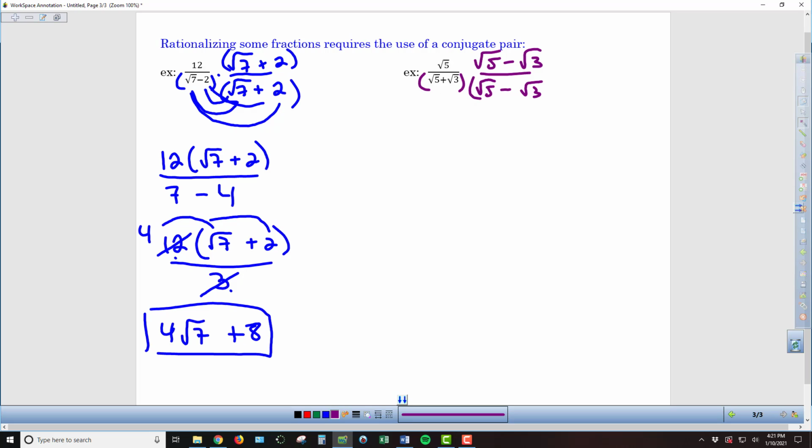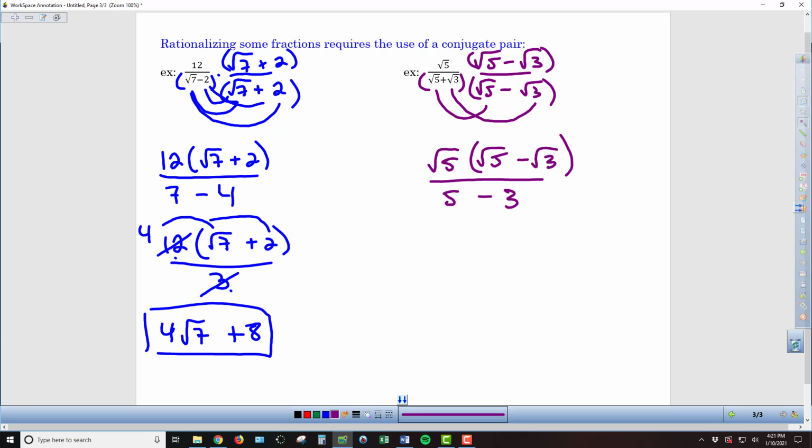So on the bottom, if I put those in parentheses everywhere, I've got root 5 times root 5 is just 5. Just like on the previous example, those outer and inner terms are going to cancel each other out. Root 5 times negative root 3, root 5 times positive root 3. So then I can just focus on the lasts. Root 3 times negative root 3 is going to give me negative, since it's positive times a negative, and then root 3 times root 3 is just 3. And so then up on the top, I'm just going to leave it for now again as root 5 times root 5 minus root 3.